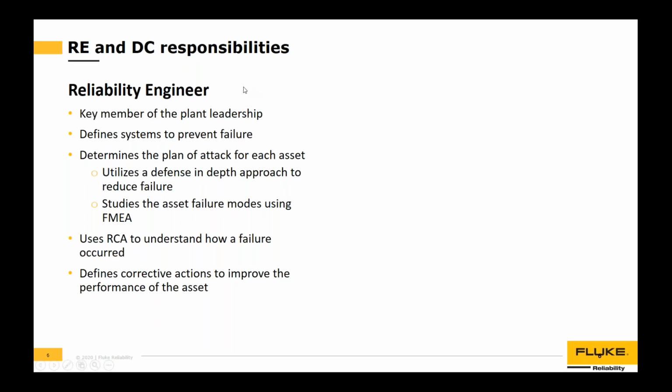If we think about a reliability engineer, a key member of the plant leadership team, that's an individual who has to have direct relational input to plant managers, directors, etc. His job is ultimately to define systems to prevent failure, and the risk associated with it. Because there are some failures that don't provide risk and we don't spend a whole lot of time worrying about them. But if it's truly something that's going to have a negative impact to the organization, we need to make sure we're attacking it correctly.